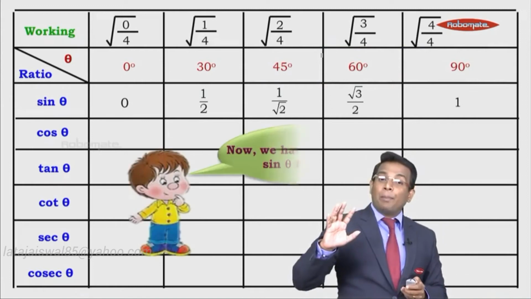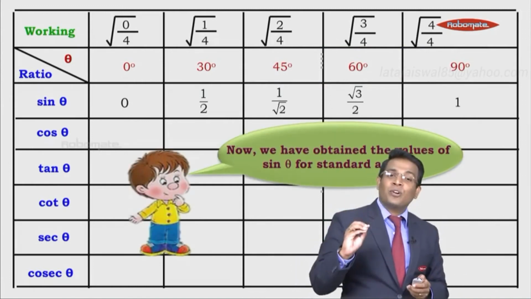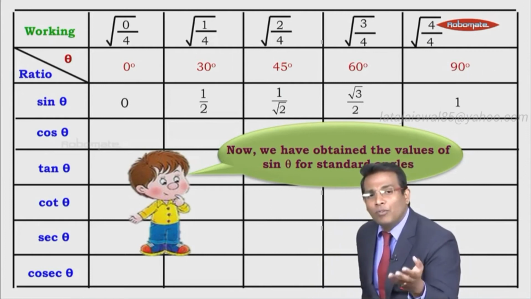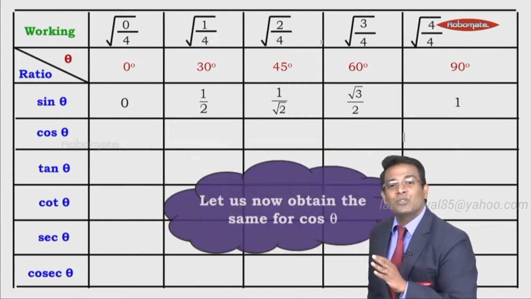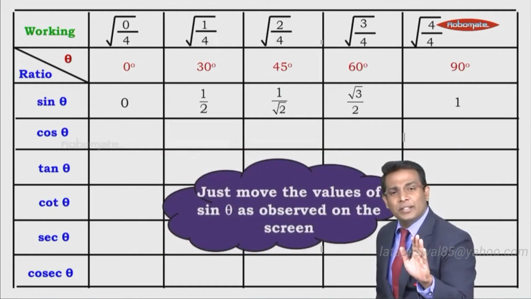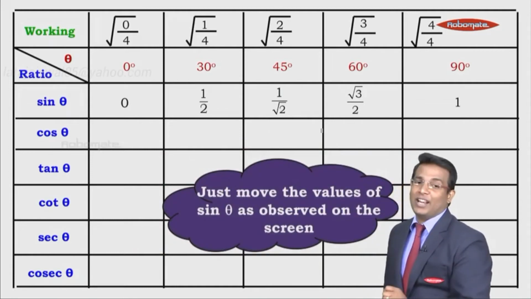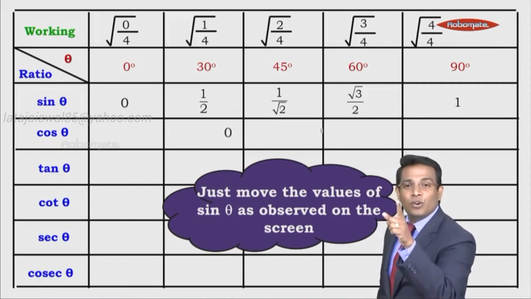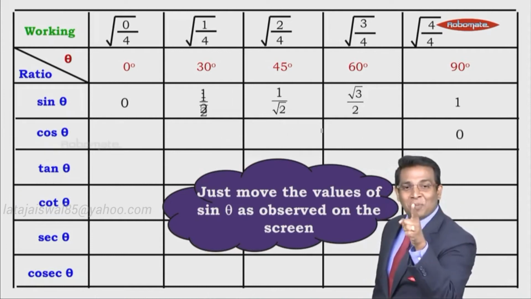Now, that means we have got the values of sin theta for all the standard angles. Now you would be wondering what we are going to do for cos. Observe, it's very, very simple. Just move the values of sin theta as observed on the screen. See the screen, follow. So 0 from here moves on to the last place. 1 upon 2 moves there.